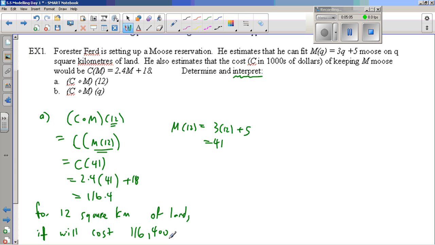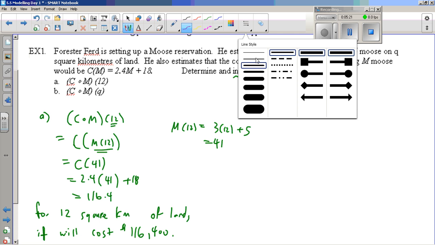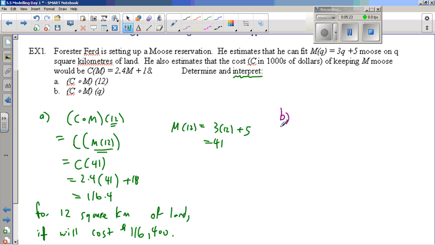That's not right either, is it? Oh, yeah, that's okay. 3 zeros. 1, 2, 3. It will cost $116,400 to maintain the 12 square kilometers of land. That's the interpretation. Notice that in that calculation, we didn't really talk about the moose, did we? 12 kilometers of land cost this much.